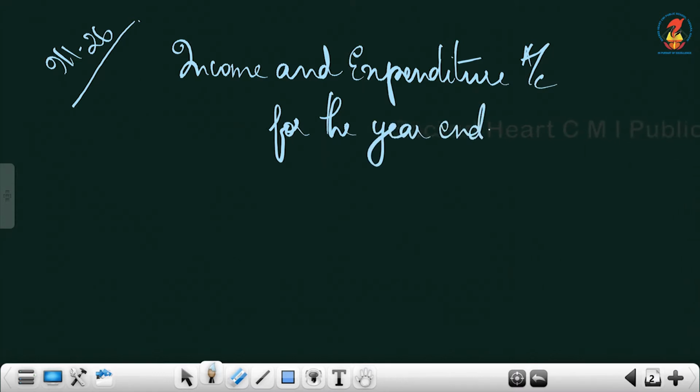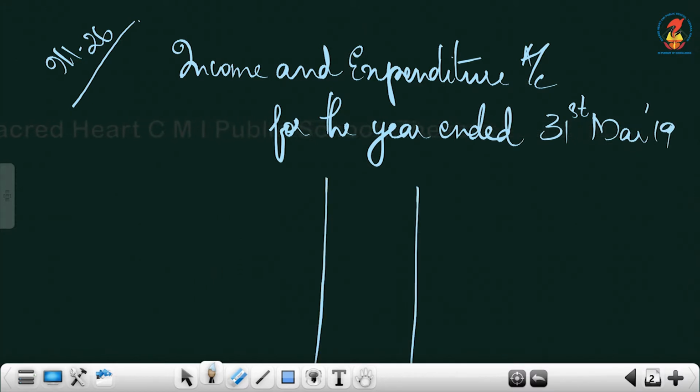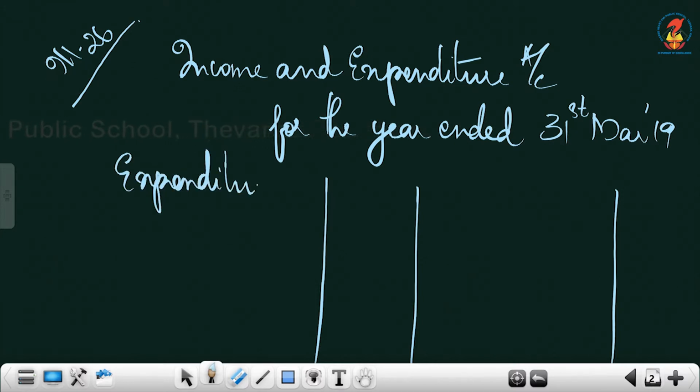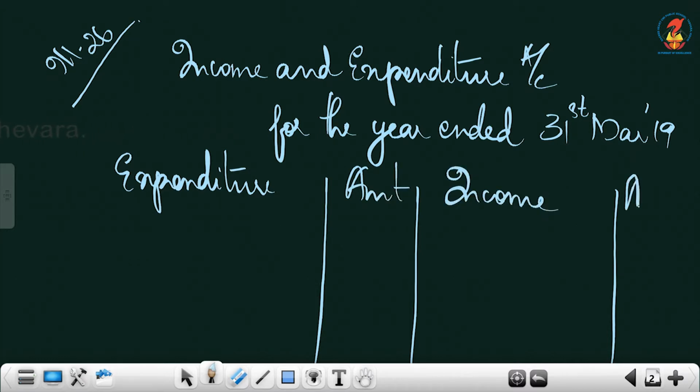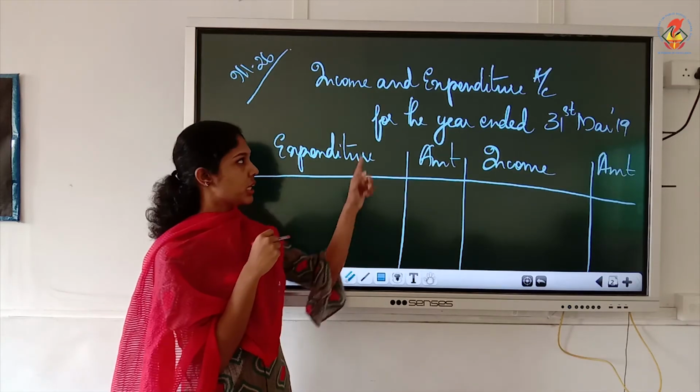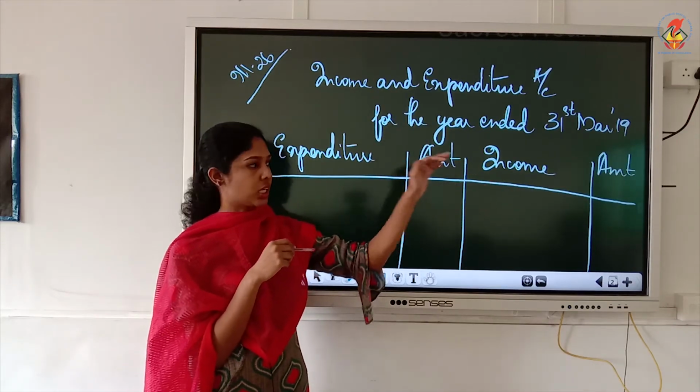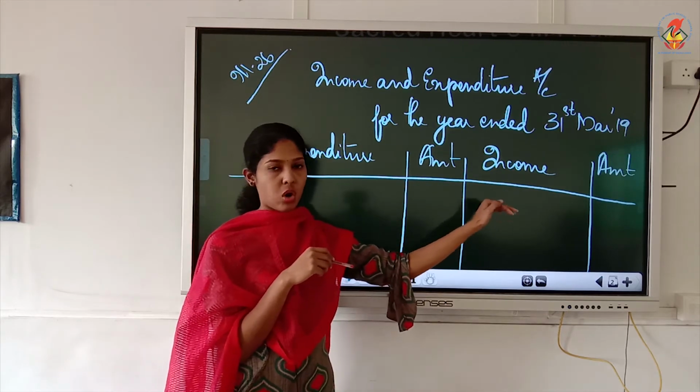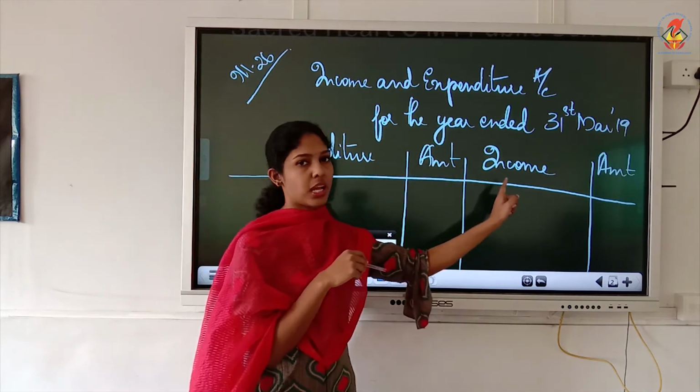For the year ended 31st March 2019. And the format is expenditure, amount, income, amount. So always remember to write expenditure on the debit side, though the name is income and expenditure. You have to write the format in this order. Expenditure must come on the debit side, incomes on the credit side.